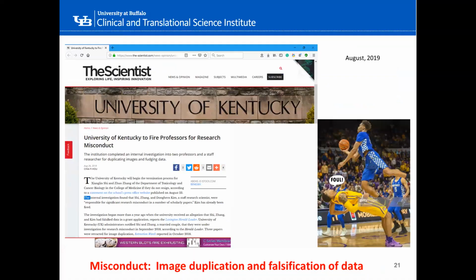Here's another example. This was published in The Scientist, which is a freely available magazine that covers all kinds of aspects of scientific activities worldwide. Here's a case from the University of Kentucky, a husband and wife team who were found to have engaged in image duplication and falsification of data in publications.